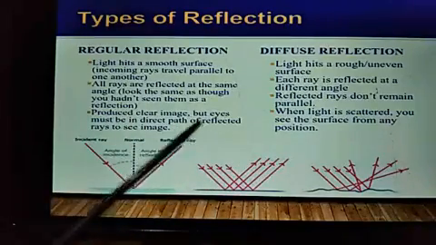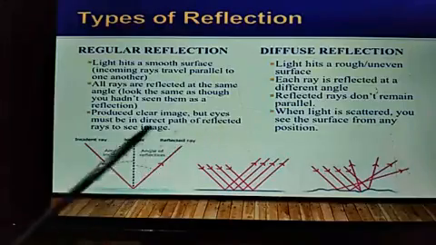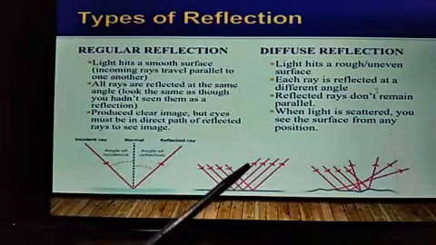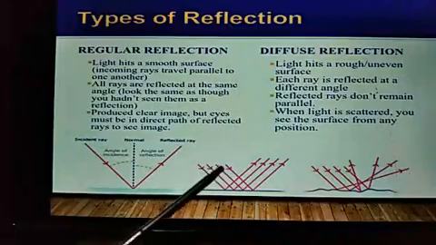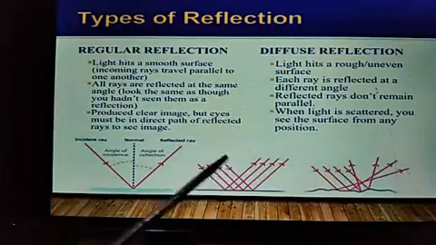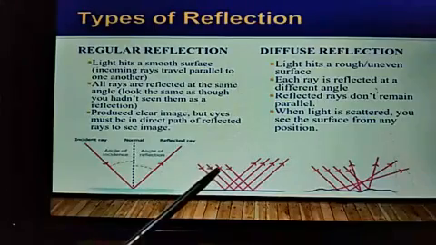It produces a clear image, but the eyes must be in the direct path of the reflected rays to see the image. In this reflection, a clear image is obtained. We can see the image produced.